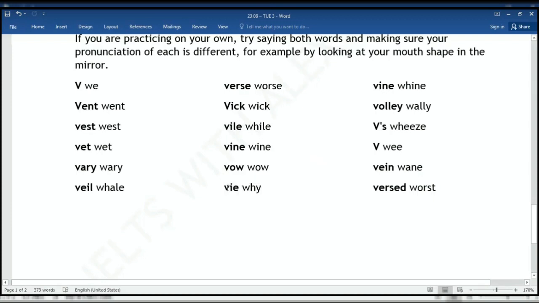"Vie" is pronounced the same way, except the V is different. It's a completely different word. The same with "worst" — "versed" is a different word. And all of these: "while" — if you say "vile," that's a different word. So it's important to understand that you should say the V and the W differently. All these words are good examples of that. Perfect, let's move on.